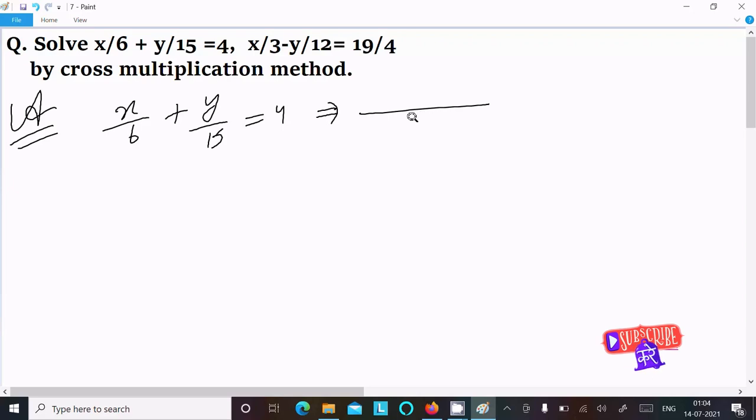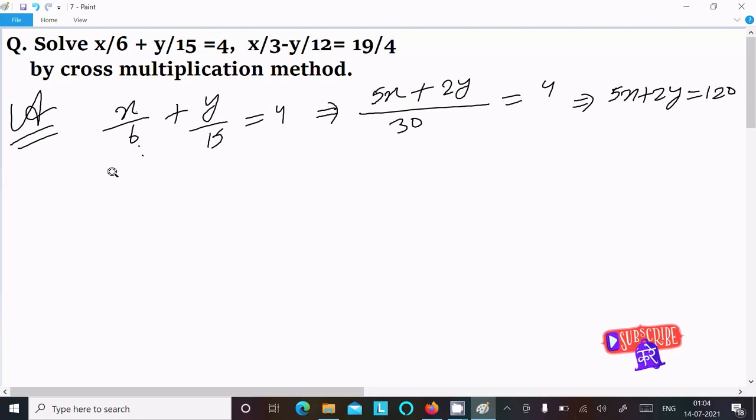The LCM of 5 and 6 is 30. 30 divided by 6 comes 5, 5 into x, 5x. Thereafter, 30 divided by 15 comes 2, 2 multiplied with y, 2y. This is your 4. Okay, so here we can write 5x plus 2y equal to 120.